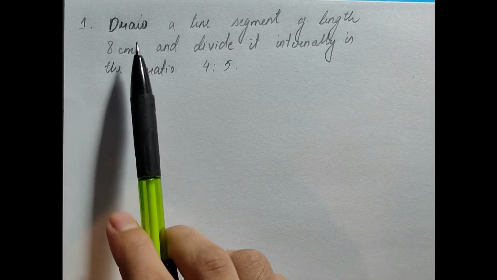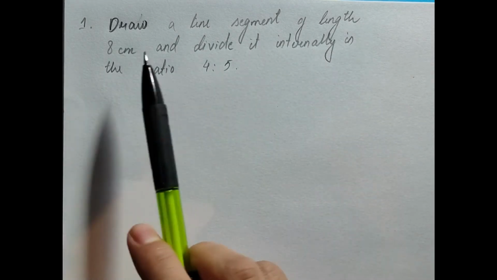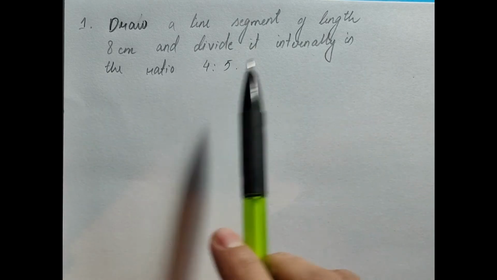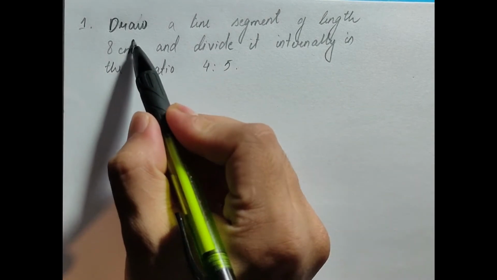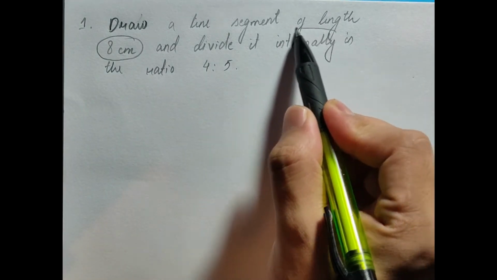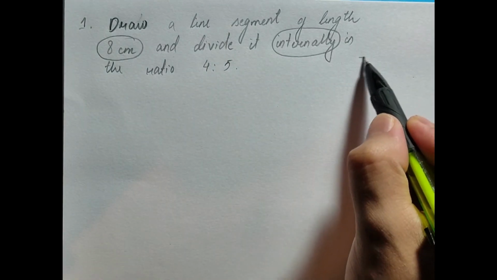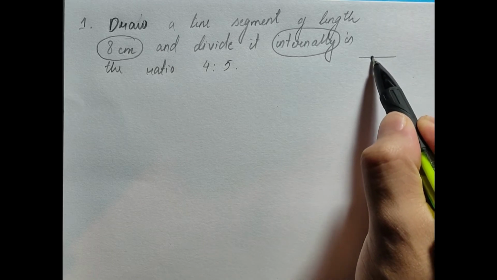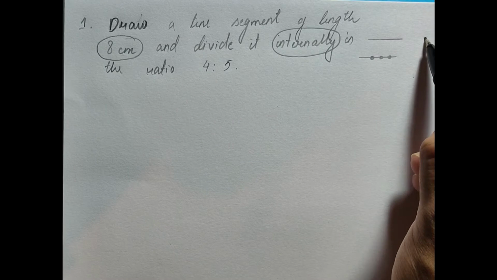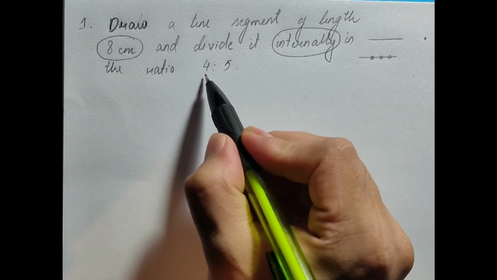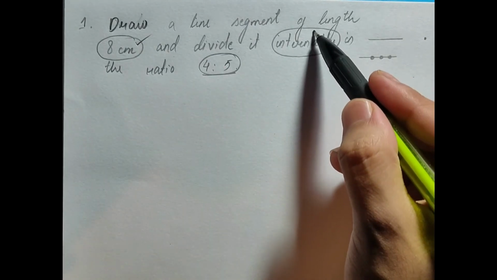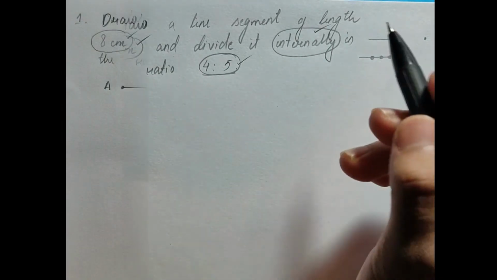Let's see the first question. Draw a line segment of length 8 cm and divide it internally in the ratio 4:5. So the most important thing is the line has to be 8 cm and you have to divide it internally. Internally means if this is your line, the point has to be on the line. If it was externally, that means the point will be outside the line. So the three important things are length, internally, and the ratio.